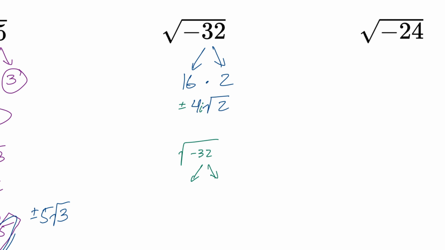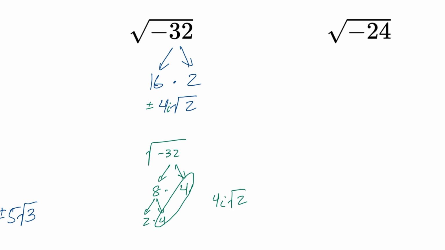Let's do 8 times 4. 8 times 4 is 32. Now, I know 4 is a perfect square, so I could pull that out, but I also could look at it this way. 2 times 4 gives me 8, right? I have duplicate 4s, so I can pull those out as 1. I leave my prime factor inside, and because 32 is a negative, 4i times the square root of 2, okay?